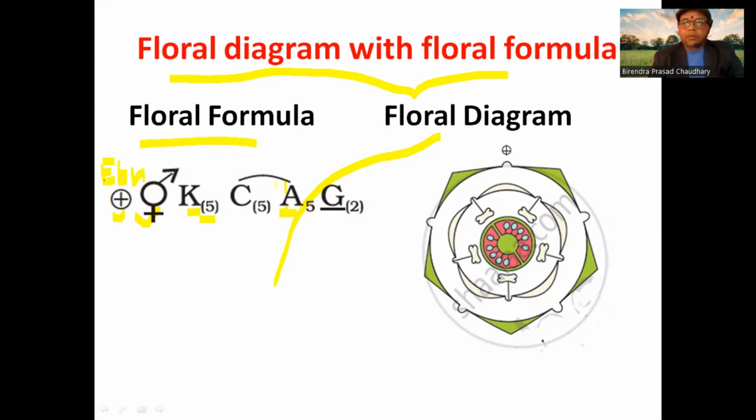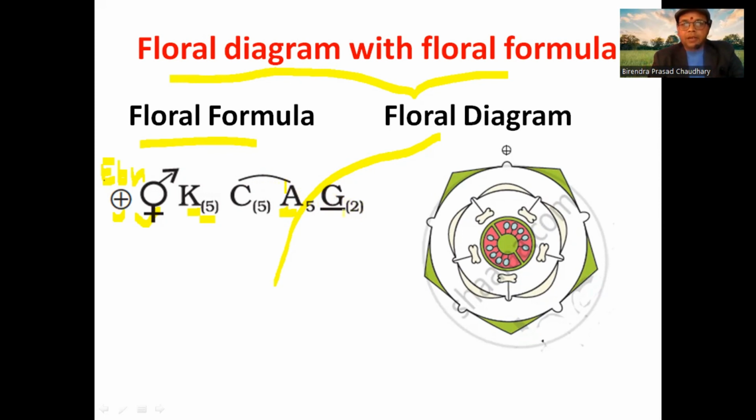And this form of anthers is called epipetalous. Next thing is gynoecium. Gynoecium, this is 2. 2 means the gynoecium is bicarpellary. The carpels are 2. They are fused, they are connected to each other, and so this is called syncarpous.